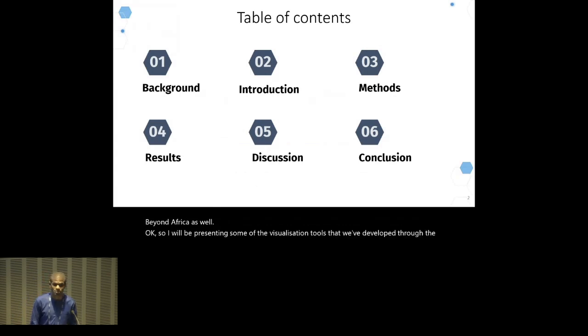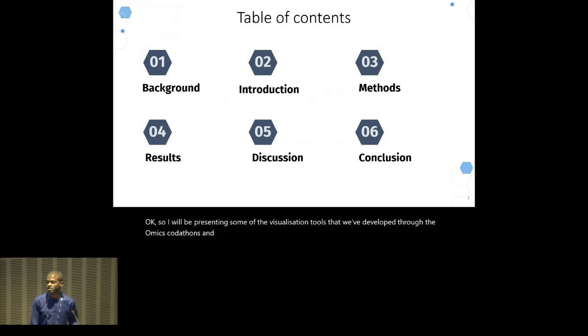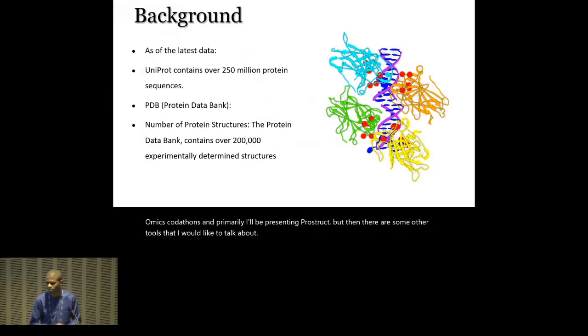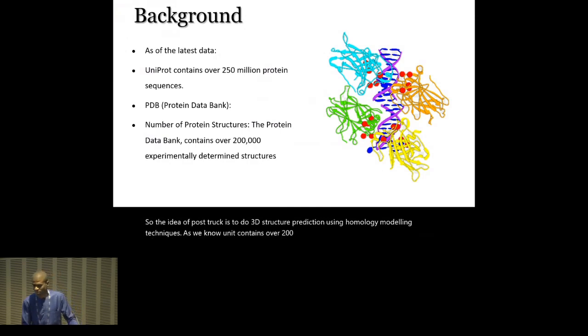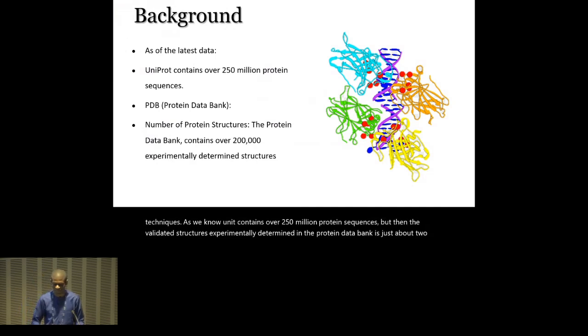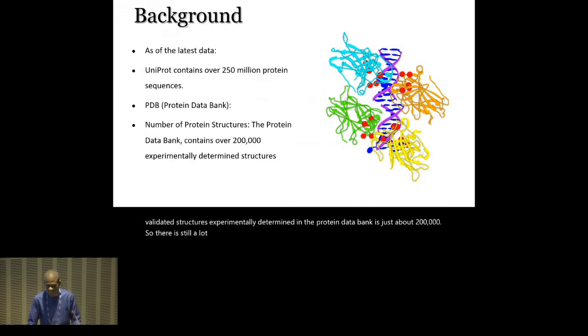Okay, so I will be presenting some of the visualization tools that we've developed through the Omics Codathons. Primarily, I'll be presenting Prostruc, but there are some other tools that I would like to talk about. The idea of Prostruc is to do 3D structure prediction using homology modeling techniques. As we know, UniProt contains over 250 million protein sequences, but the validated structures experimentally determined in the Protein Data Bank are just about 200,000. So there's still a lot of unvalidated protein structures, basically.